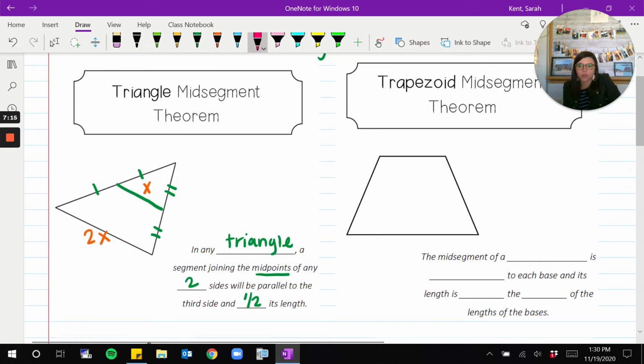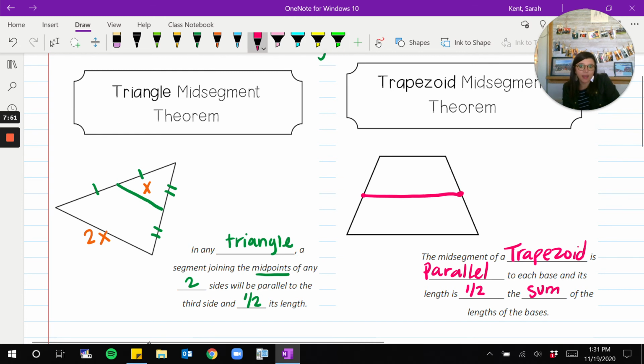With our trapezoid, the midsegment of a trapezoid is parallel to each base, and its length is half the sum of the lengths of the bases. This sounds weird. I promise it won't be that hard. So here, if I have my midsegment, again, I know that these sides will be equal, and I know that these will be equal.